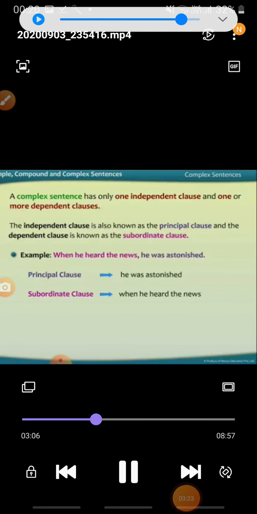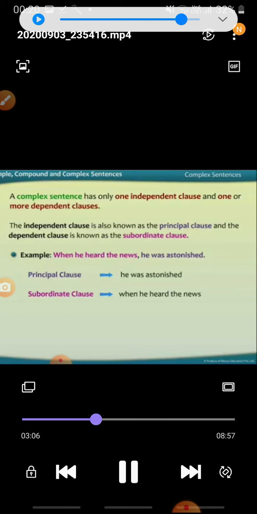Coming to the third type, that is the complex sentence. A complex sentence has one independent clause and one or more dependent clauses. An independent clause is also known as a principal clause or main clause, and a dependent clause is known as a subordinate clause. For example, when he heard the news, he was astonished.